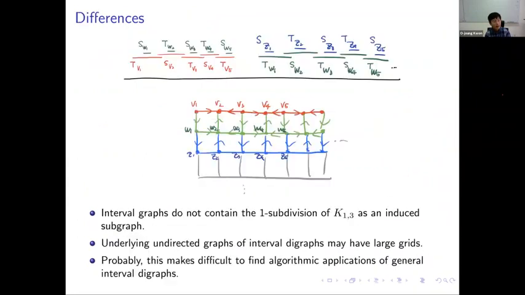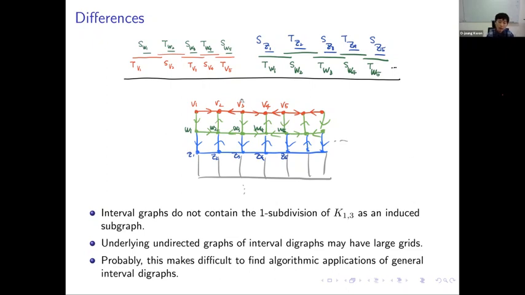But very interestingly, I couldn't find any papers about algorithmic applications of interval digraphs. I guess this is because the underlying undirected graphs of interval digraphs are quite different from interval graphs. Here is an example. We know that interval graphs do not contain the one-subdivision of K_{1,3} as an induced subgraph. This is one of the minimal obstructions. But we can get a grid as the underlying undirected graph of an interval digraph.